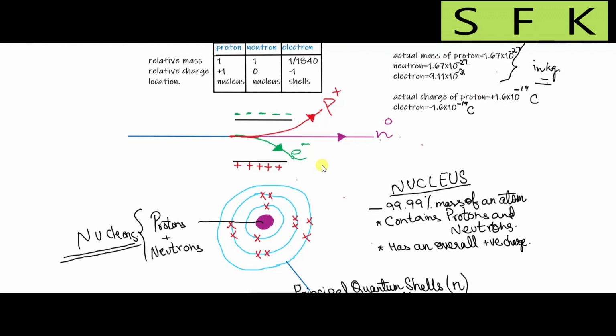Okay, if I take a beam of the three subatomic particles, as shown here by blue, this is a mixture of the three subatomic particles, and if I pass it perpendicularly in between two oppositely charged plates, this beam over here in blue contains protons, it contains neutrons, and it contains electrons.